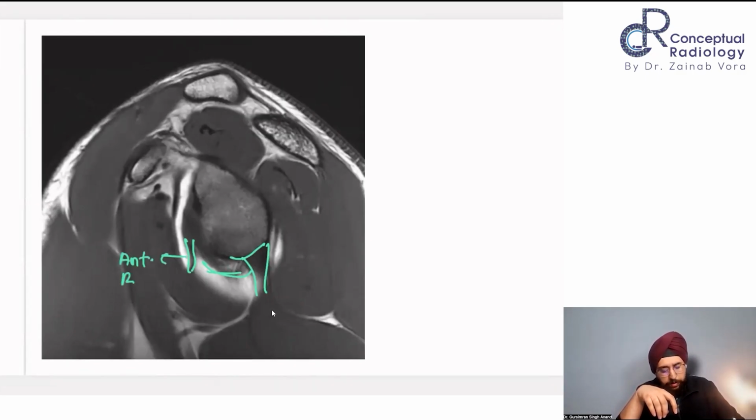So anterior band, posterior band, and in between we have the lax fold. We call it the axillary recess. Okay.